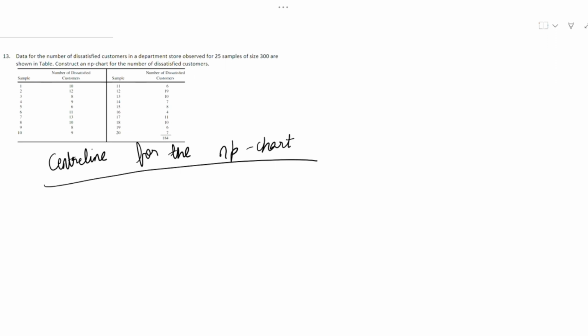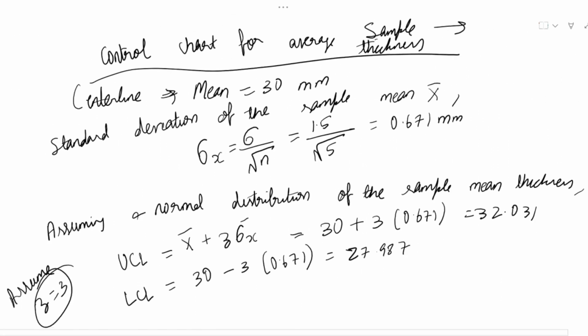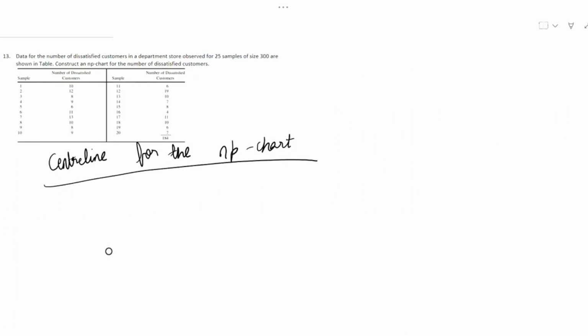Previously, in the last question, we drew a control chart for the average thickness, where we assumed it followed a normal distribution. Now we will draw an NP chart. For this, first we have to find out the center line for the NP chart. We have the total number of defectives 184 divided by the number of samples 20, which is equal to 9.2.